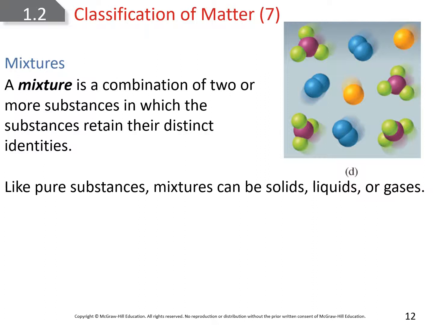Mixtures get a little bit different here. We have a couple of things going on. A mixture is simply when we have two or more compounds or elements that are mixed together. What you can see here is this compound we just saw on the previous page. We have this element here, and we have this element, a mixture of elements and compounds.